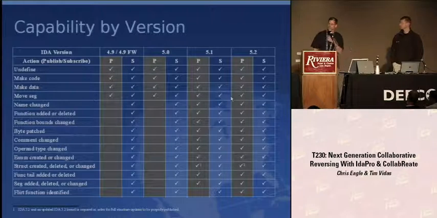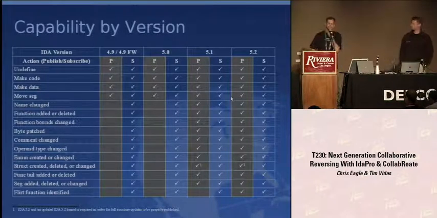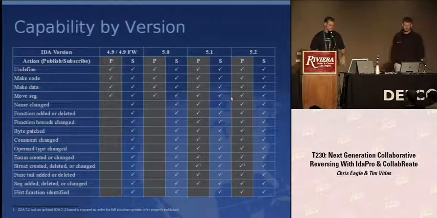This is a breakdown of capabilities by version. It probably looks better on the slide deck. And you can see it's split up into publish and subscribe sides. The publish capabilities improve as you improve IDA versions, but the subscribe capabilities are consistent across all versions of IDA.